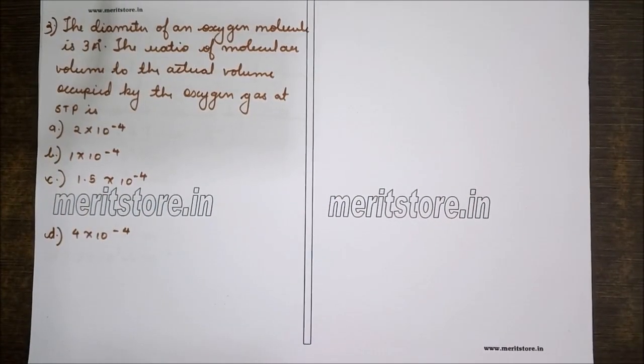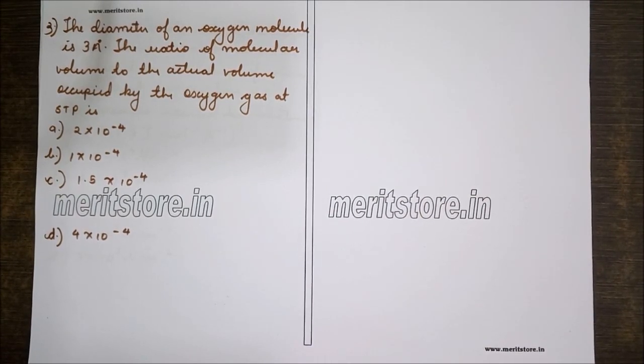The diameter of an oxygen molecule is 3 angstrom. The ratio of molecular volume to the actual volume occupied by the oxygen gas at STP is, the options given are 2 into 10 raised to minus 4, 10 raised to minus 4, 1.5 into 10 raised to minus 4 and 4 into 10 raised to minus 4.